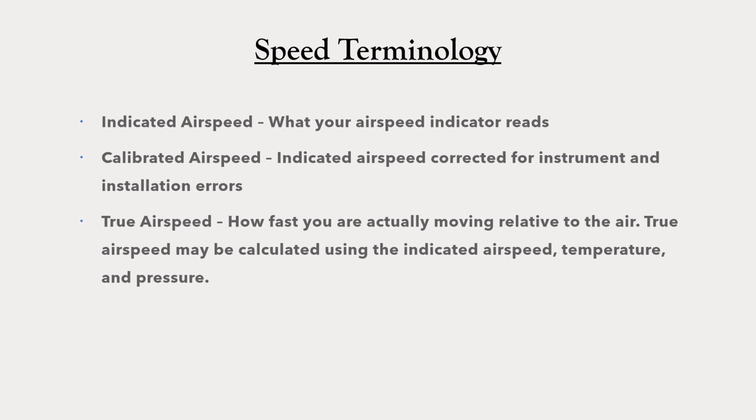You can calculate the true airspeed based on your indicated airspeed, your temperature, and the pressure. The temperature and the pressure are what indicate your actual air density, and air density is what causes the difference between your true airspeed and your indicated airspeed.